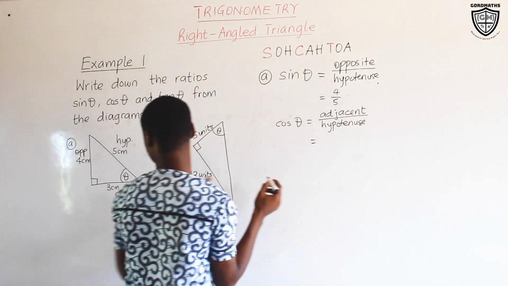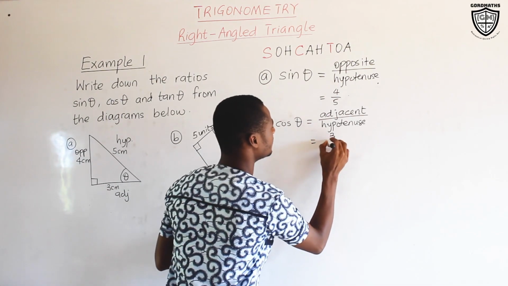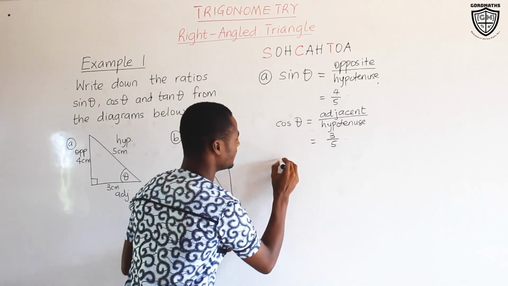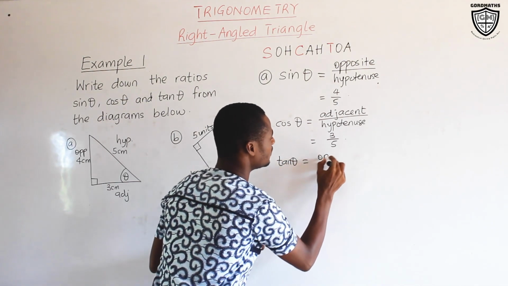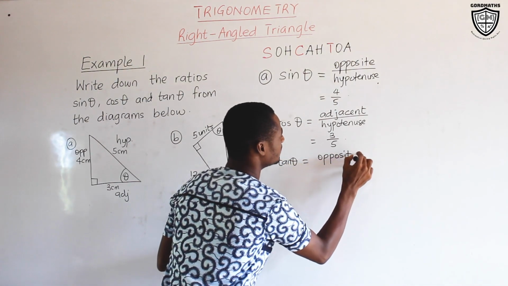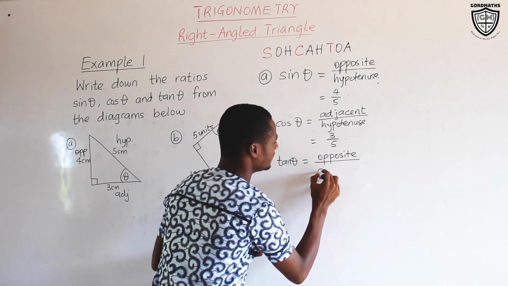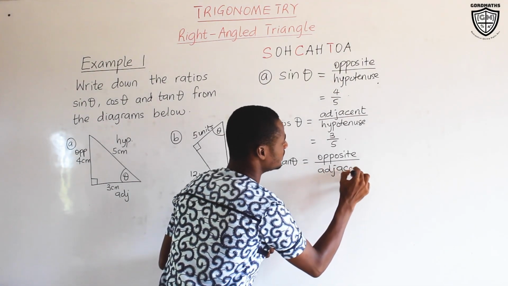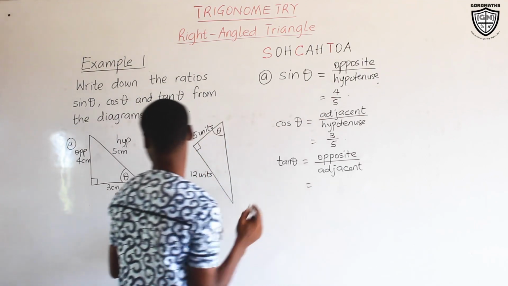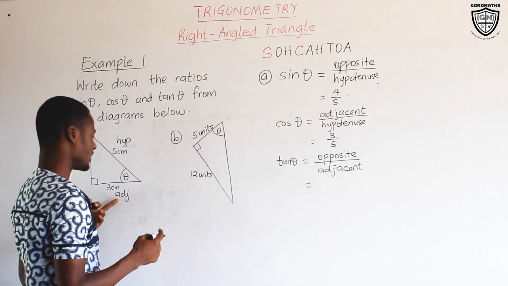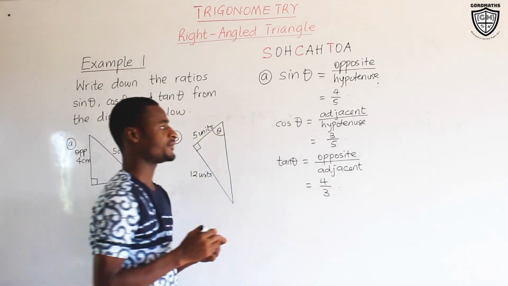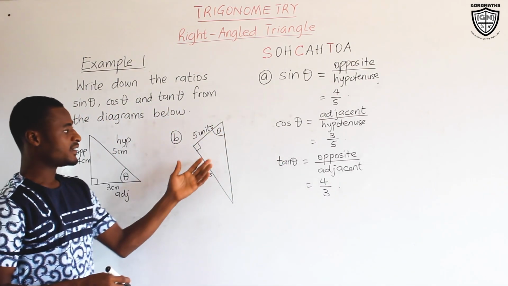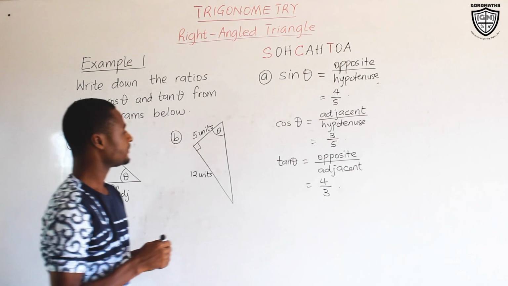So that will be equal to, the adjacent is 3, hypotenuse is 5. And then tan theta, which is given by the opposite divided by the adjacent, will be equal to, the opposite is 4 and the adjacent is 3. So 4 on 3. Then now to the second question.